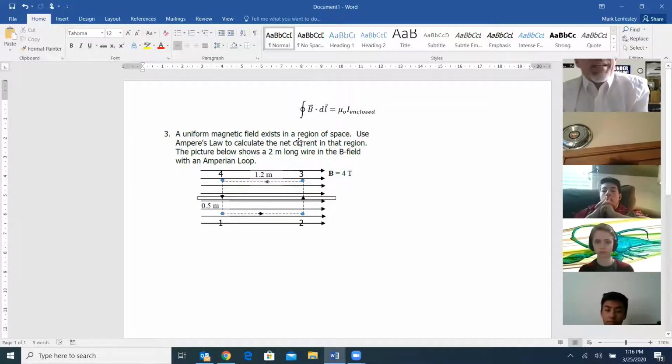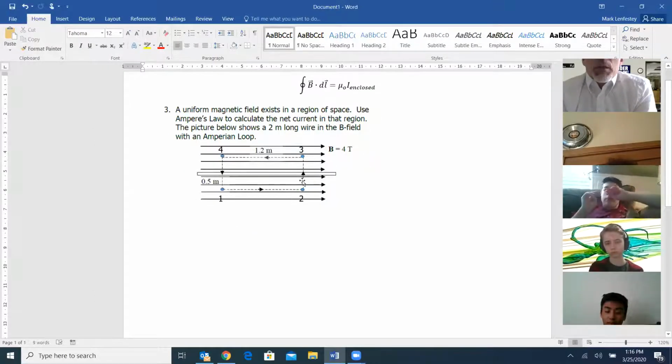All right, so having said all that, to do this one, I'm going to have to use Ampere's law, which kind of looks like Gauss's law for the magnetic field. And what it says is the closed integral of B dot dl is equal to mu naught times I enclosed. If you remember Gauss's law, it was the closed integral of E dot dA equals Q enclosed over epsilon naught. So it's very similar. Okay, the first thing I did was I labeled the points of my Amperian loop, numbering them 1, 2, 3, 4. I suggest that you do the same thing.